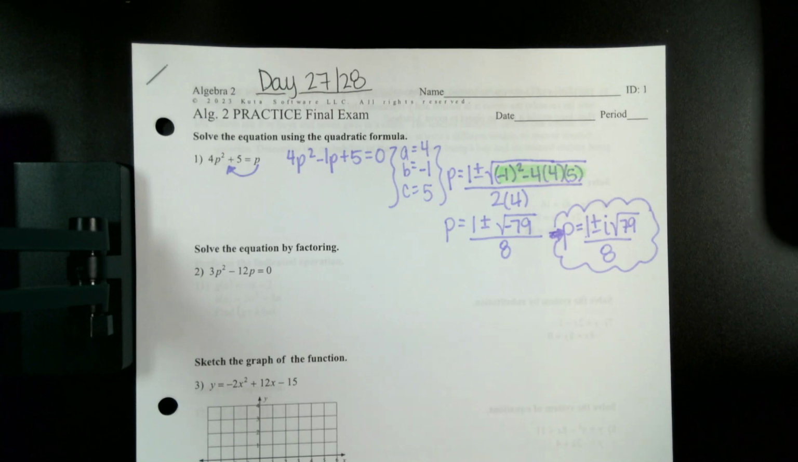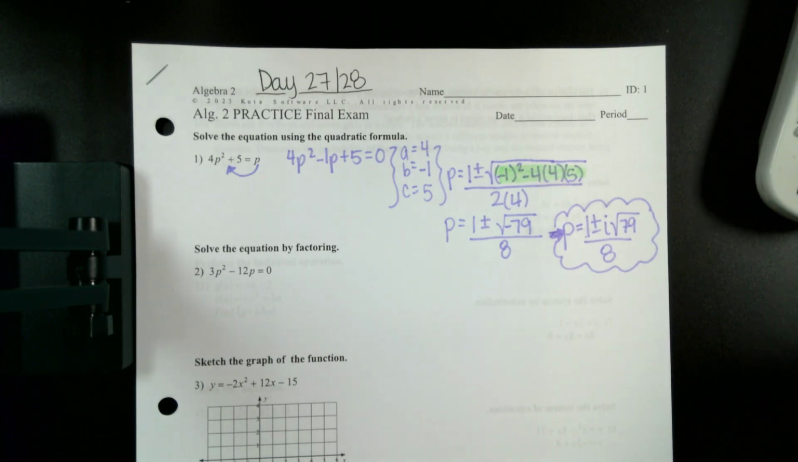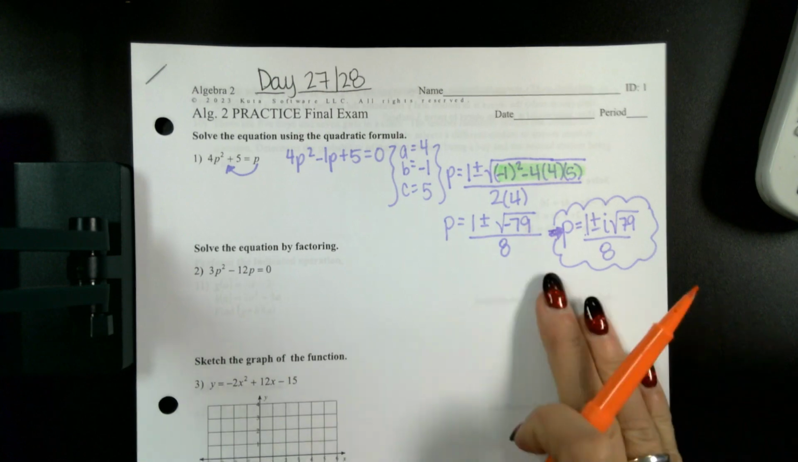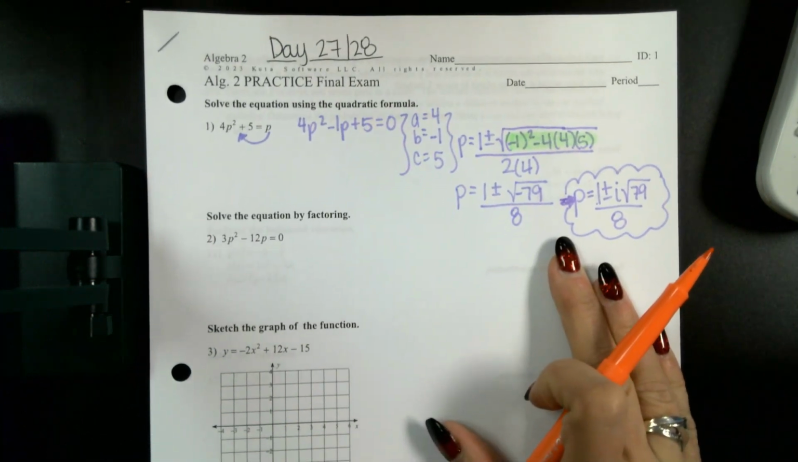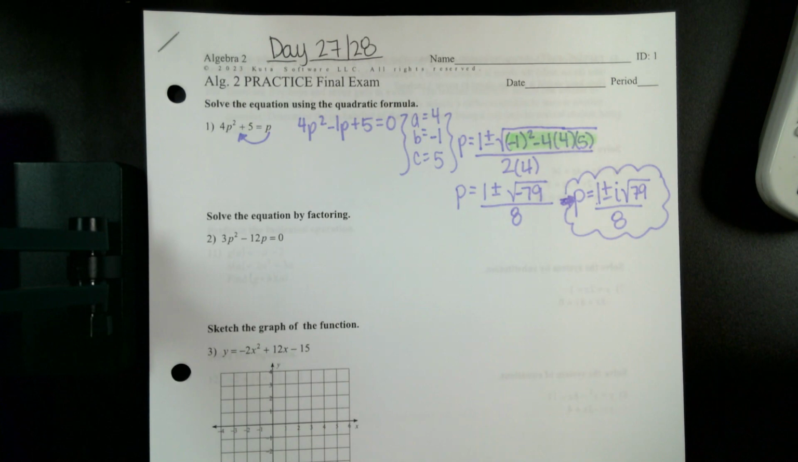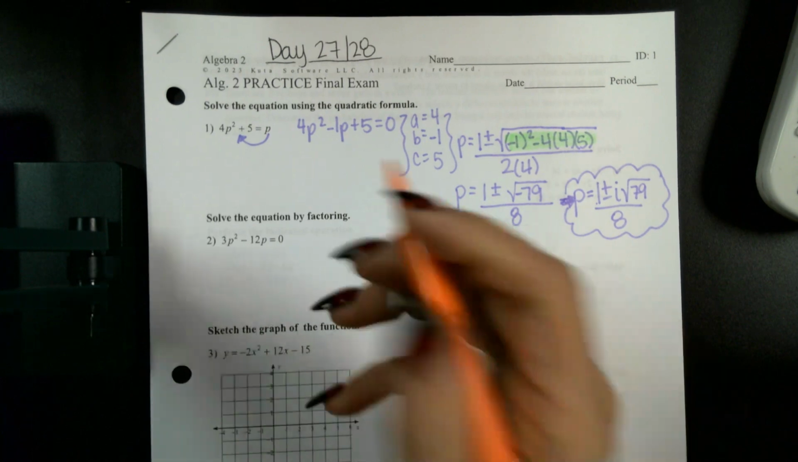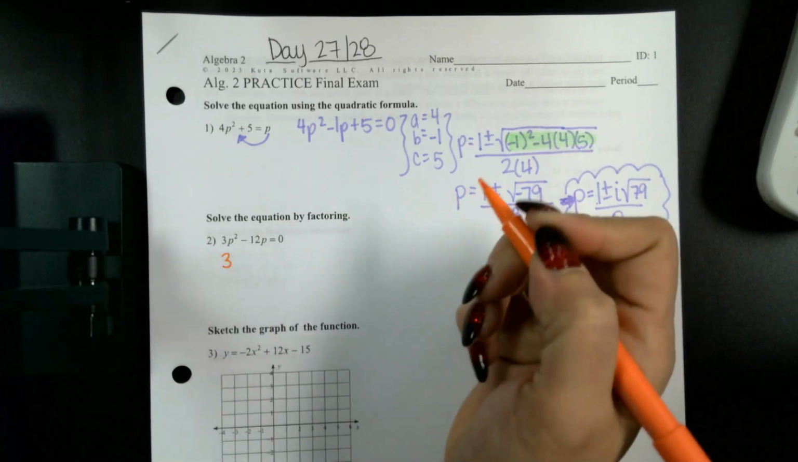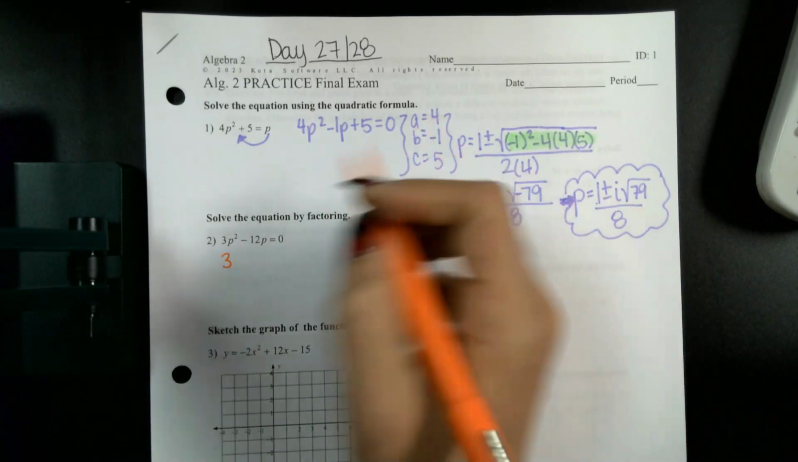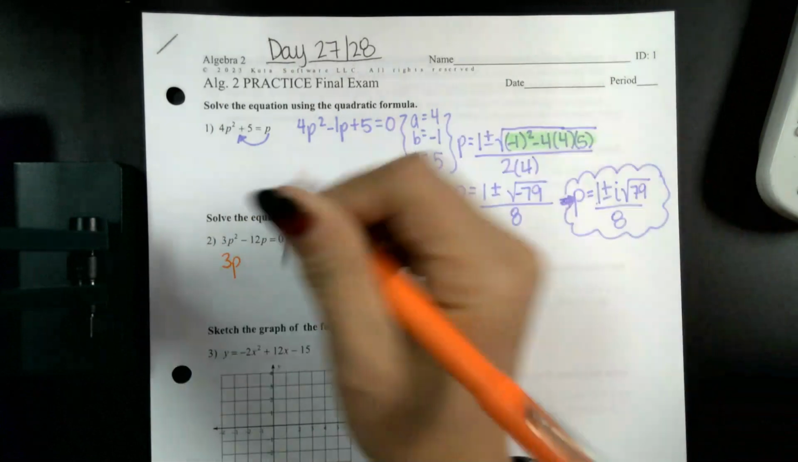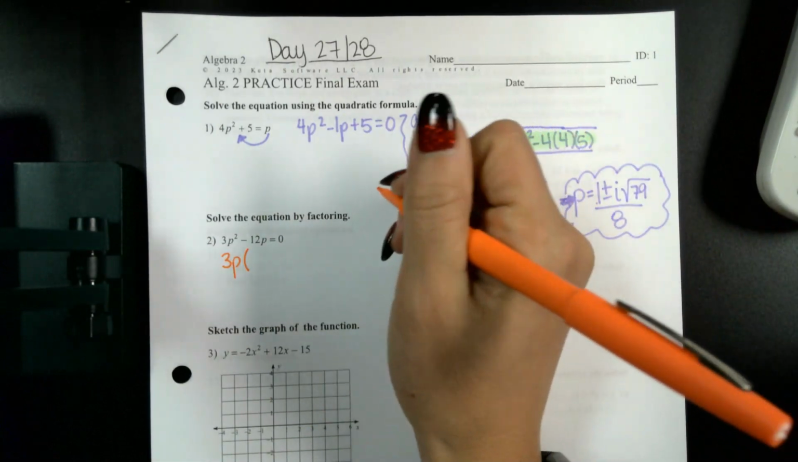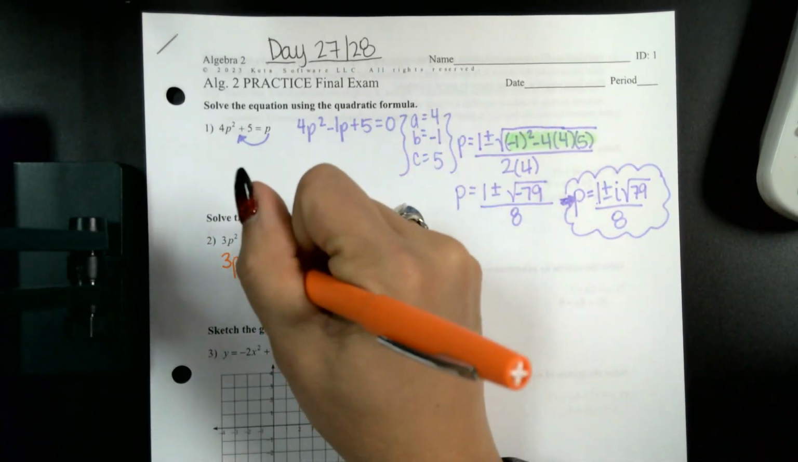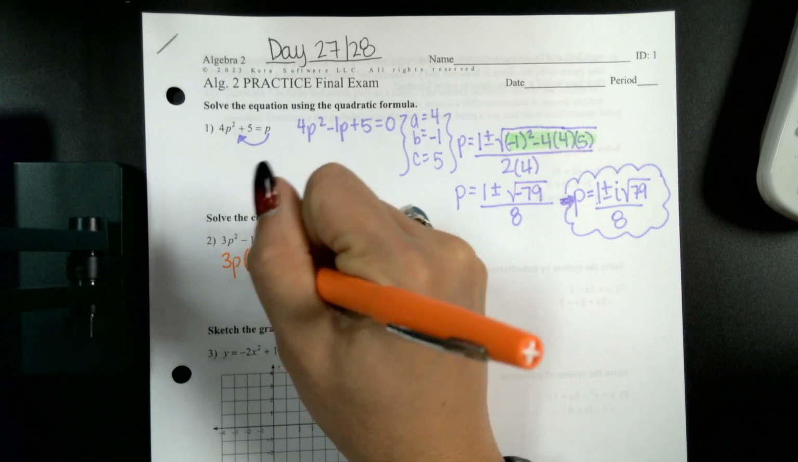Now, problem number 2 says solve by factoring. So when you look at problem 2, do those two terms have anything in common? Why, yes, they do. They're both divisible by 3, and don't they both have a p? So we're going to put a 3p out front, and then in parentheses, if you were to divide both terms by 3p, you have p minus 4.